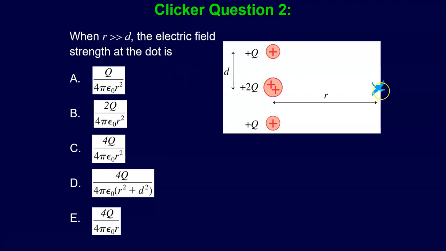Suppose we're trying to find the electric field at this point R, and say we find something. What do we expect the electric field to be if I make R much, much, much bigger than D, where D is the separation between these charges? I'm not asking you to find the exact electric field here. I'm trying to find the approximation when R is really, really big. So think about this, and we'll talk about it in a second.